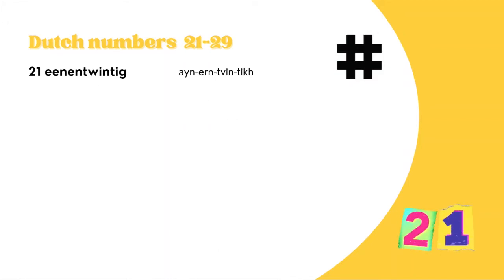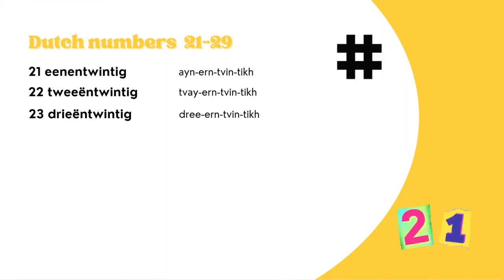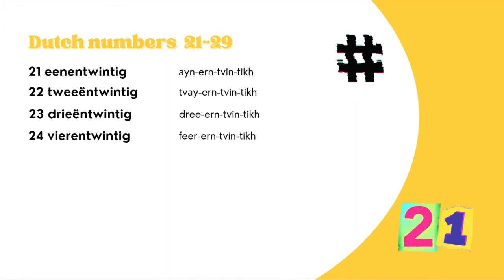Okay, let's pronounce these numbers together. So we have number 21. Repeat after me, 21. Then we have number 22. Repeat after me, 22. Number 23. Repeat after me, 23. Okay, good, keep up. Then number 24. Repeat after me, 24. Yes.